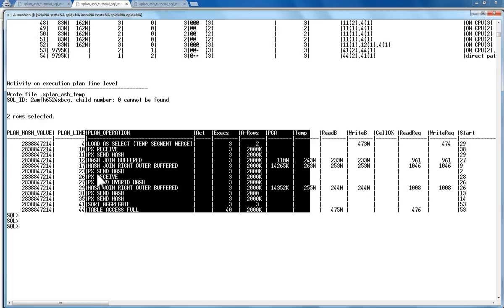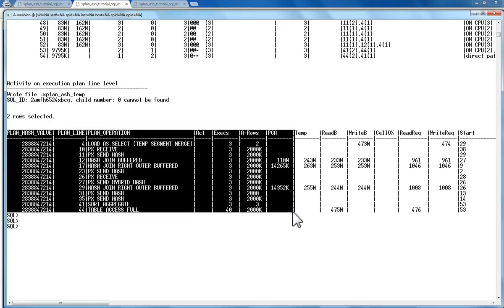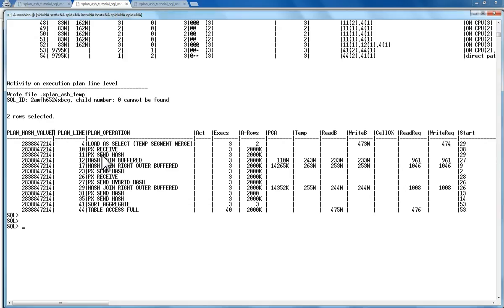If ExplainASH does not find the plan in the selected source, so either in library cache or AWR, then it would fall back to this mode here. So at least it then tries to extract as much information from active session history and from real-time signal monitoring as possible, so that on execution plan line level you get what is available from active session history.